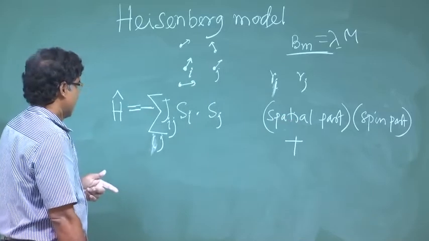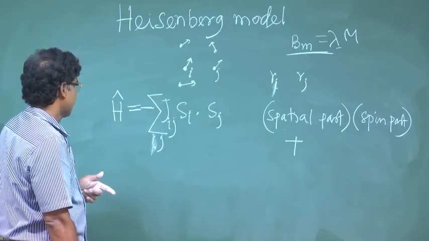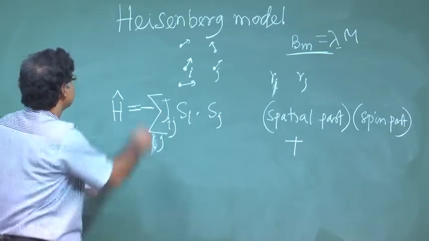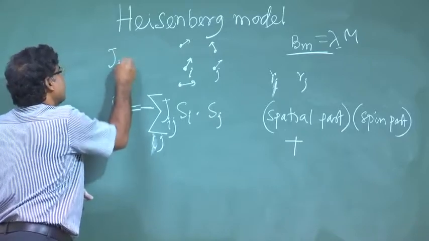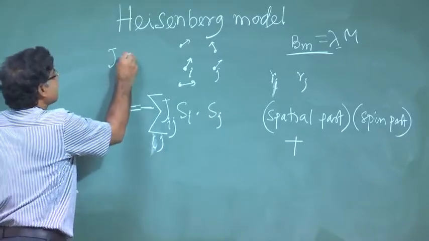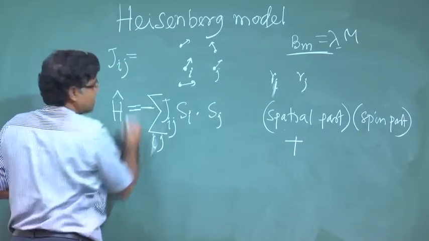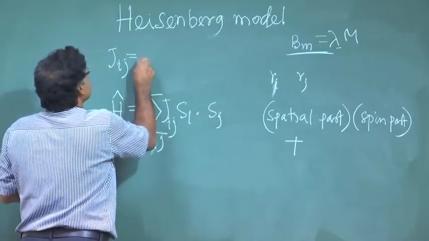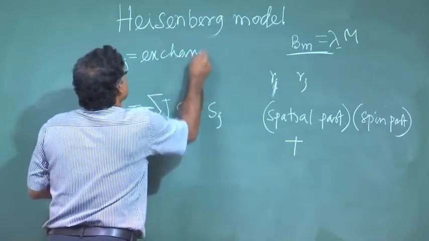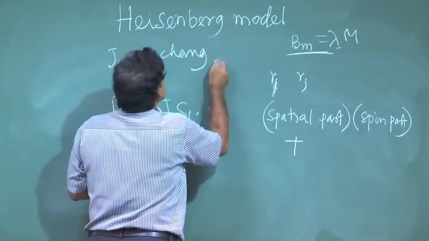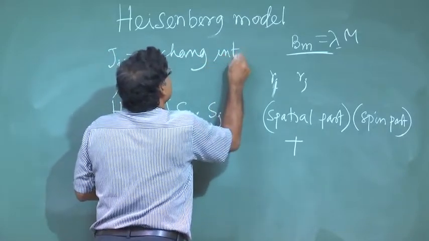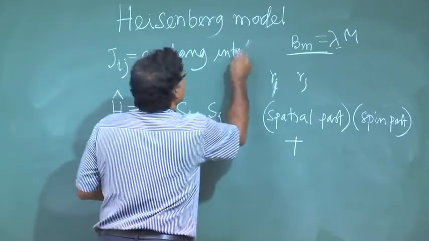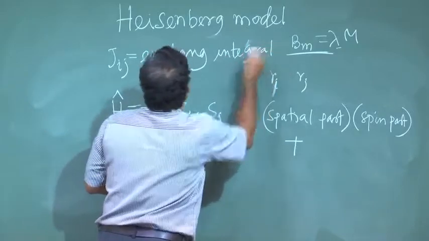Okay. And this Jij is called exchange interaction constant or exchange integral. Integral, because here we are taking summation, so integral, or exchange energy constant.